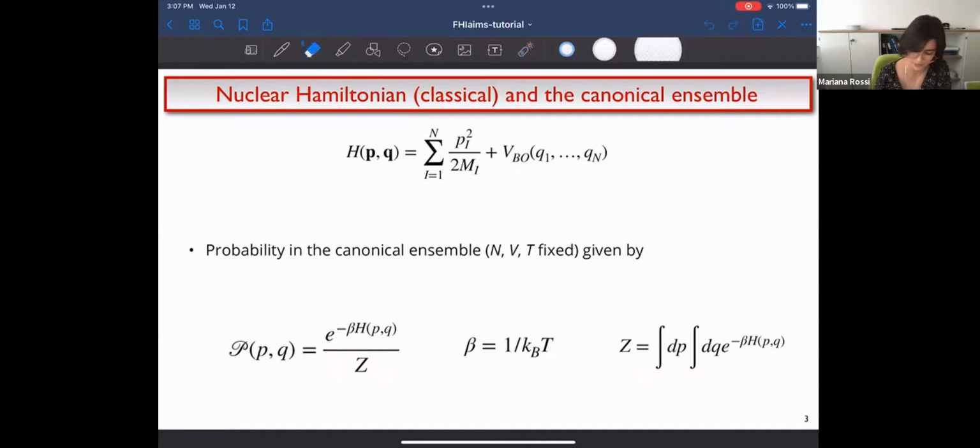Interesting. I changed the slide, but the slide didn't change.